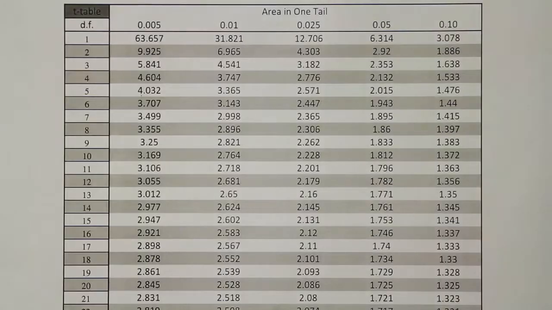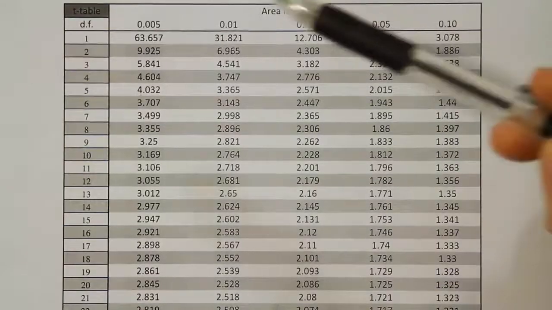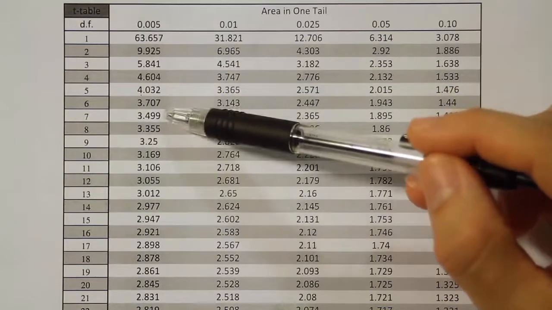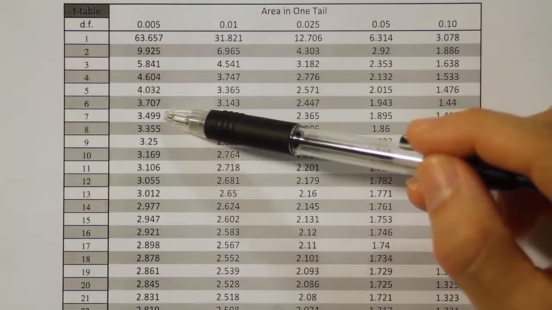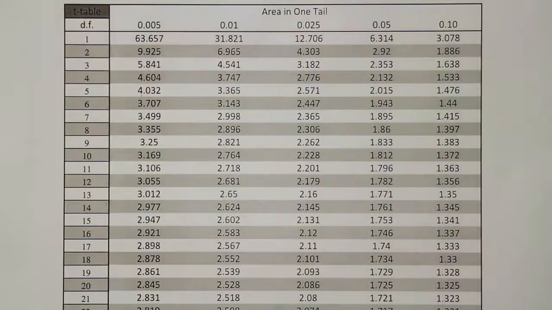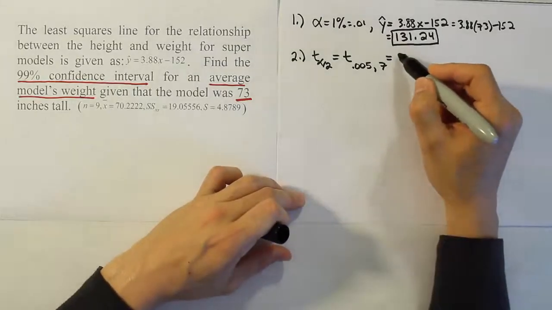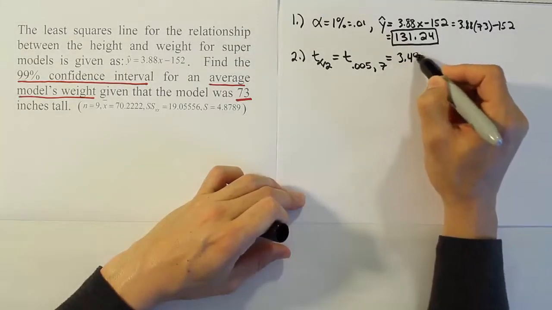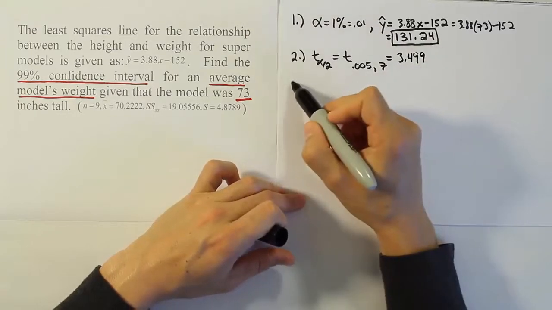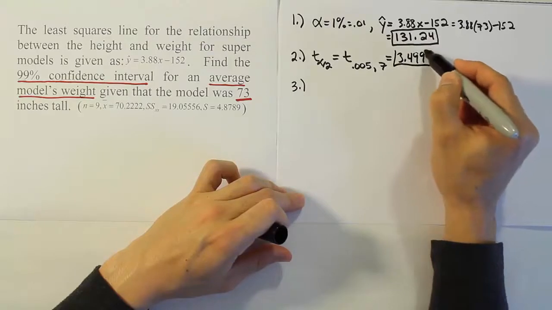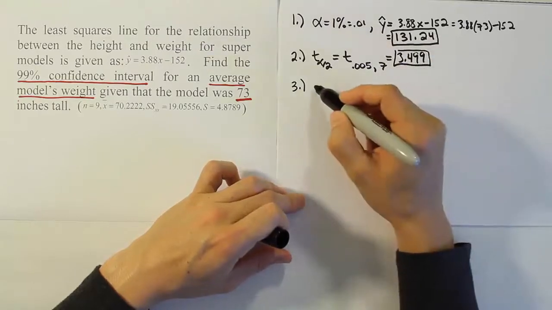Okay, so we're looking for 0.005 with 7 degrees of freedom. Going down to 7 degrees of freedom, we find the answer 3.499. So our table value is 3.499. From there, we're going to use that value in our next step, which is the margin of error step. So let's take that and plug it in for our margin of error.